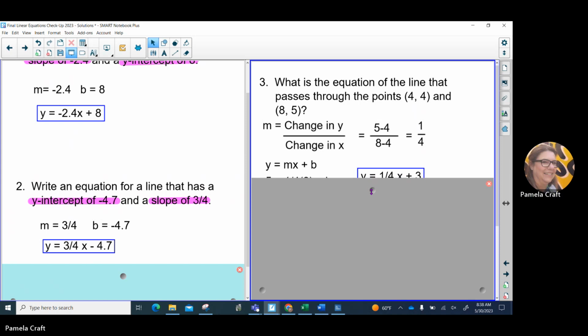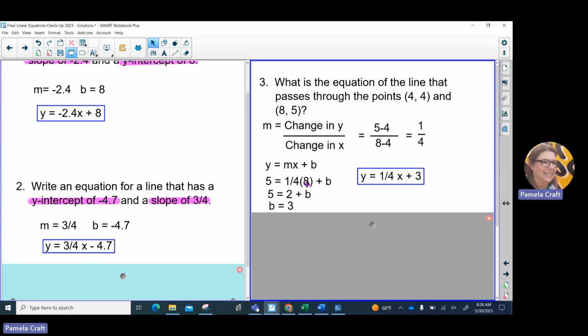And if I want to find my b, I'm going to plug in the 1/4 for my m. My x, I'm going to use this point, is 8. My y is 5. I need to solve for b. So 1/4 of 8 is 2. 5 equals 2 plus what? That would be 3. So your y-intercept is 3, giving you equation y equals 1/4 x plus 3.